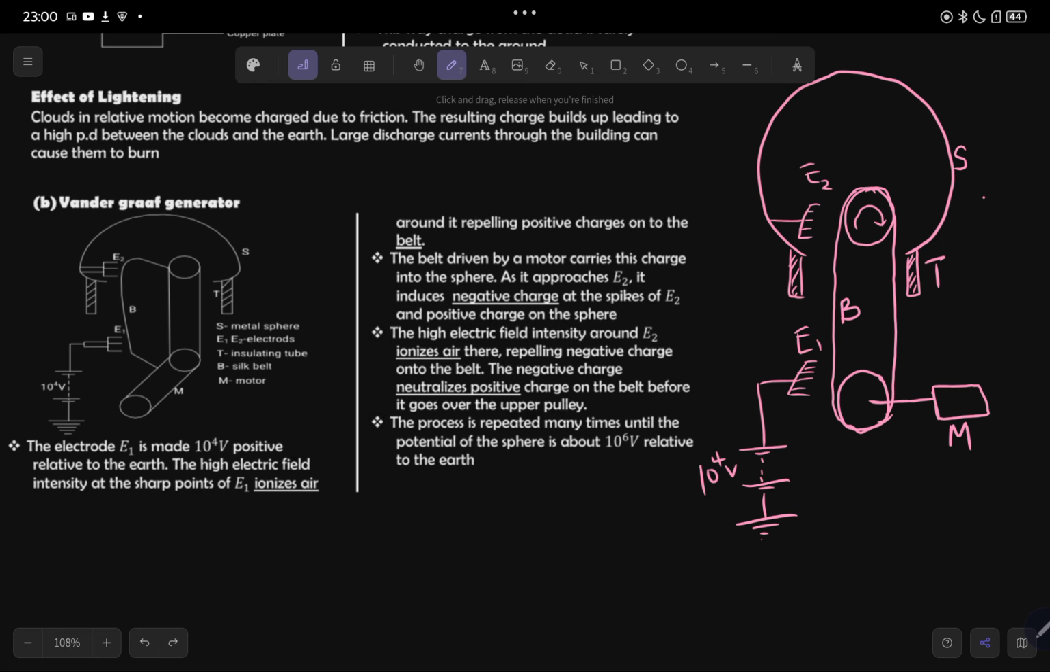Now we have two electrodes. Electrode E1 is kept at a very high positive potential, almost 10,000 volts. And the electrode E2 is connected to the metal sphere. Now this is what happens. At electrode E1, because of the high positive charge density at the spikes of electrode E1, the air around electrode E1 will be ionized or broken down into positive and negative ions.